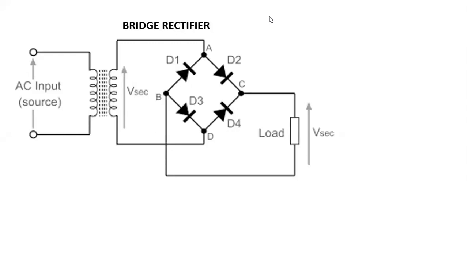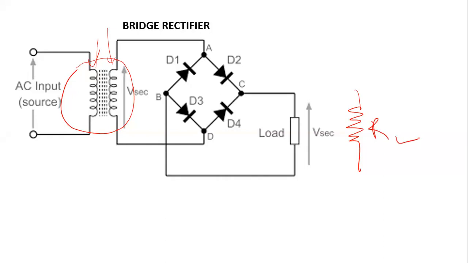Here, instead of using a center tap transformer, like in the case of the full wave rectifier, we are using a normal transformer, one having a primary coil and one having a secondary coil, without any center tap. So in this bridge rectifier, instead of using two diodes, we will now be using four diodes connected in this manner. Here, load means load resistance. So when I write load, it means that this is a load resistance.